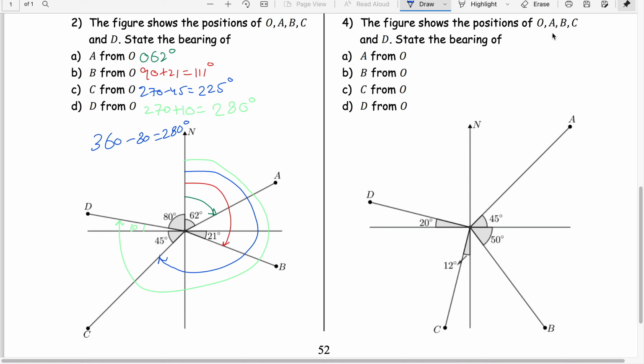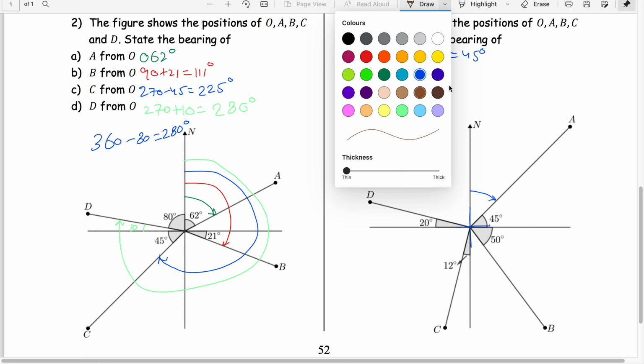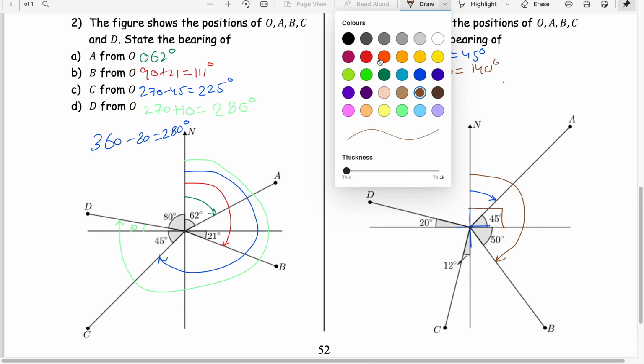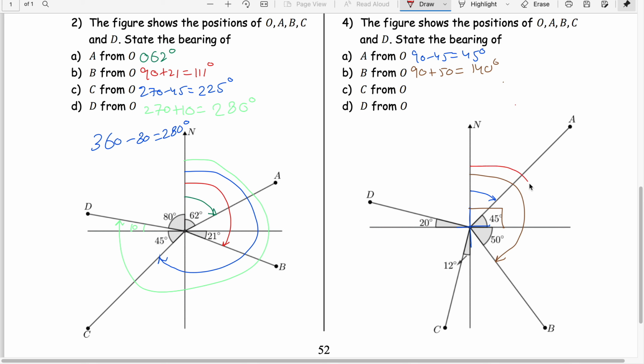Last question, the figure shows the position O, A, B, C, D again. Bearing of A from O. So this is O, bearing of A is this. So 90 minus 45 is 45 degrees. Second bearing of B from O is this. So first 90 plus 50. So 90 plus 50 is 140. Bearing of C from O, you move in clockwise direction. This is 180 and 12 more than 180. So 180 plus 12 is 192 degrees.